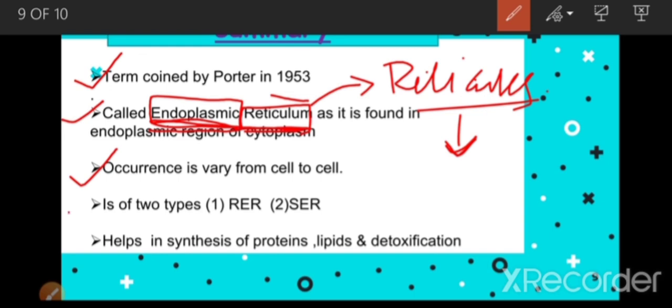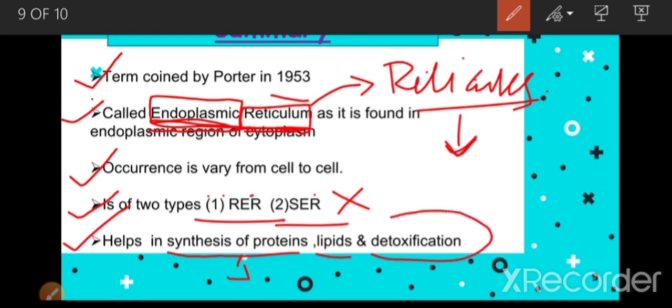It has two types based on presence or absence of the ribosomes over the surface. Rough endoplasmic reticulum has ribosomes, smooth endoplasmic reticulum lacks the ribosomes. Rough endoplasmic reticulum is also called granular endoplasmic reticulum. Smooth endoplasmic reticulum is also called the agranular endoplasmic reticulum. The last, if we are talking about the functions, it helps in the synthesis of proteins. It includes the secretory proteins also. It helps in the synthesis of the lipids and also in the detoxification.